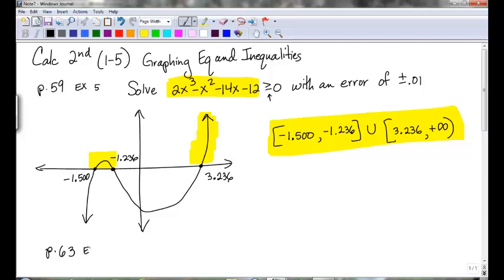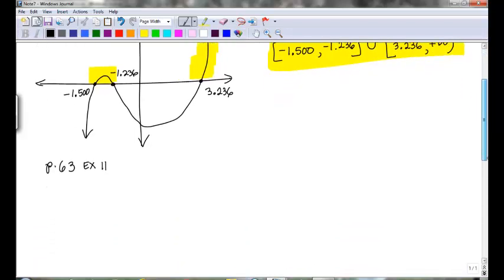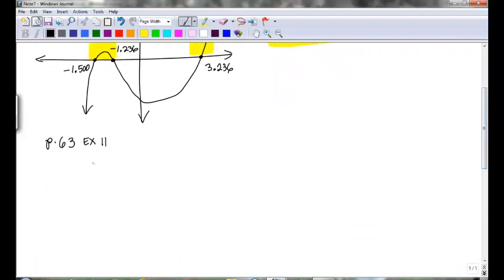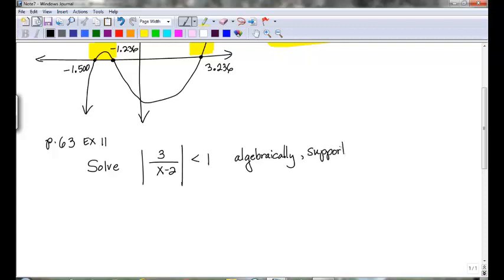I want to go through another example on page 63. This is example 11 on absolute values, and we're going to do this algebraically and graphically. It says solve the absolute value of 3 divided by x minus 2 is less than 1. They want you to solve it algebraically, so that means with paper and pencil, and support graphically. So we're going to support it on the graphing calculator.